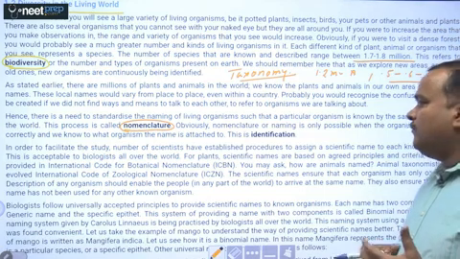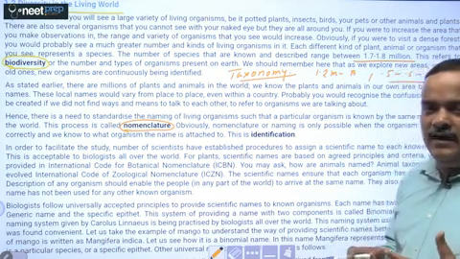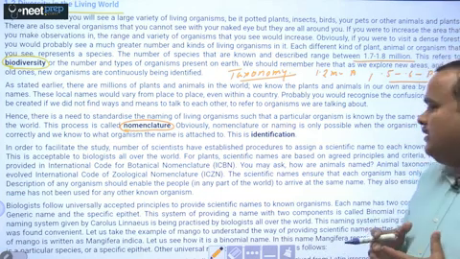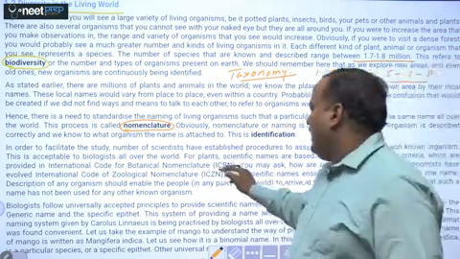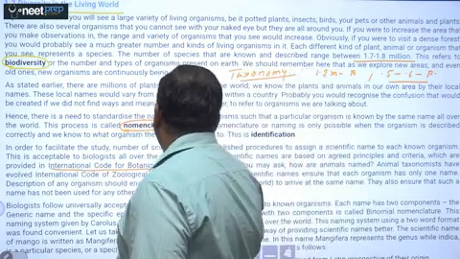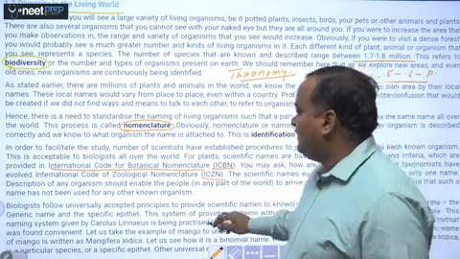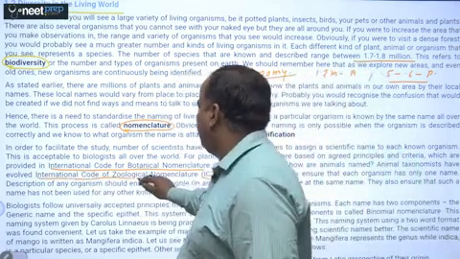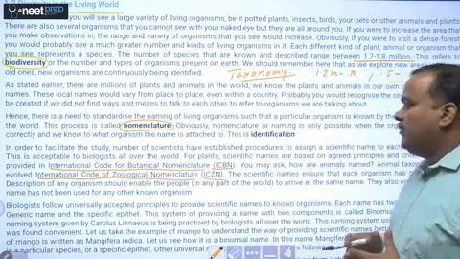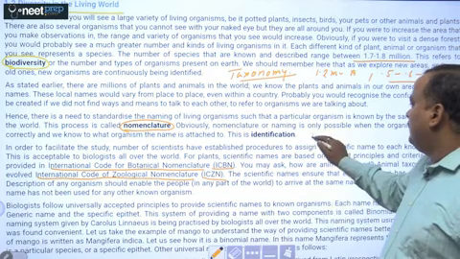Now for nomenclature we have a certain set of rules. It is not that you can give any name to any organism. You have to follow certain rules, and these rules are framed by ICBN, that is International Code for Botanical Nomenclature in case of plants, and ICZN, that is International Code of Zoological Nomenclature in case of animals. So by following these rules we name an organism.